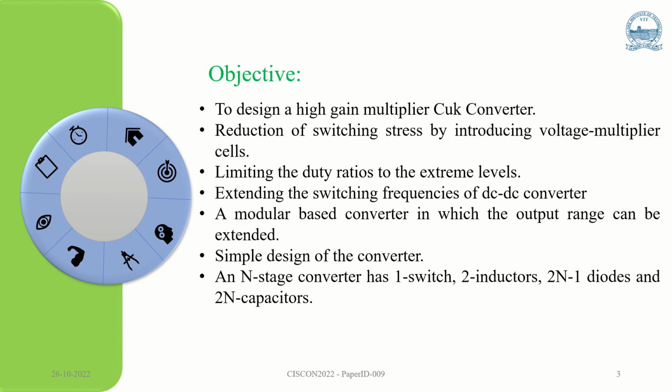So an n stage converter which has one switch, two inductors, two n minus 1 diodes, and two n capacitors forms the resultant high gain multiplier converter.